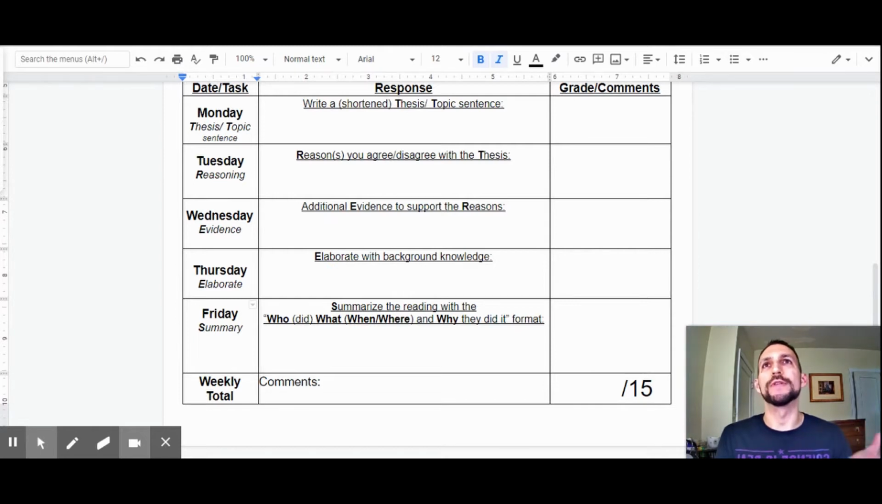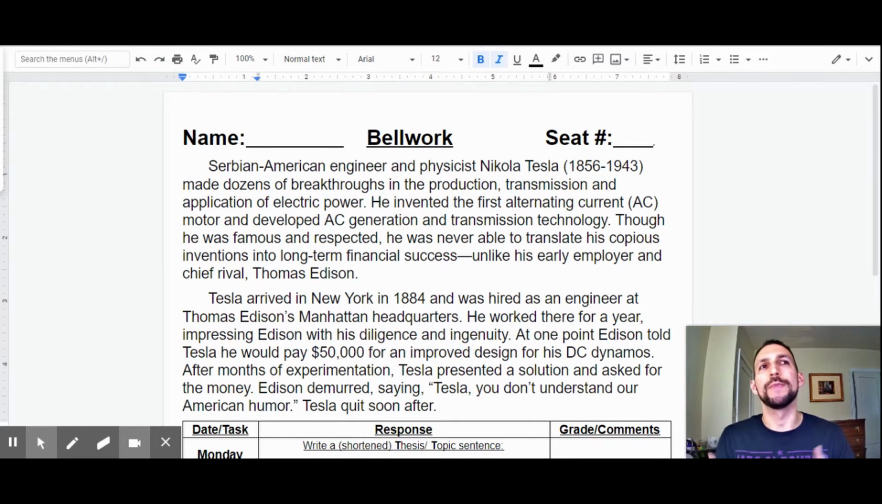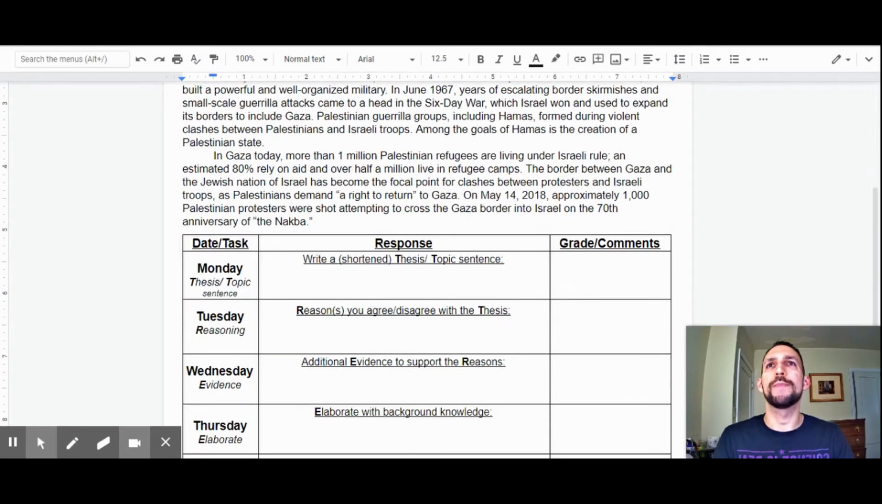I'm going to model doing this for you. Of course, I'm not going to be doing it on this Tesla reading, as that would be doing your work for you. So let's switch over to a different reading I've prepared for myself. The first thing I'm going to do is look at what I'm being asked to do.